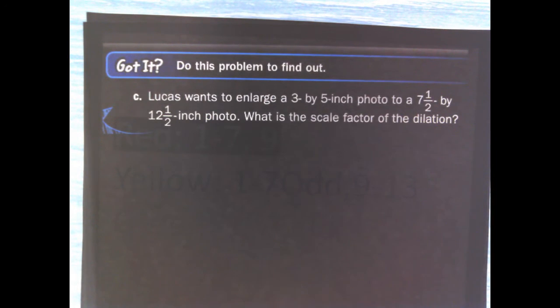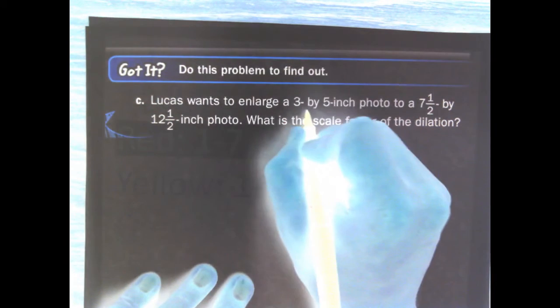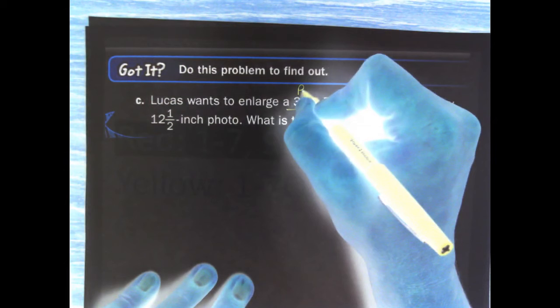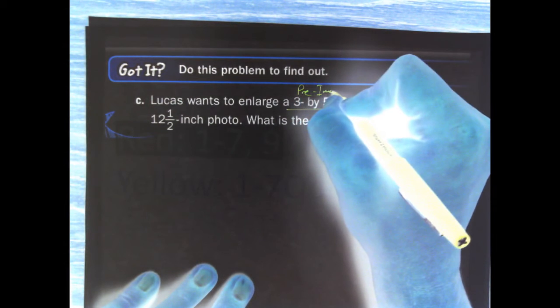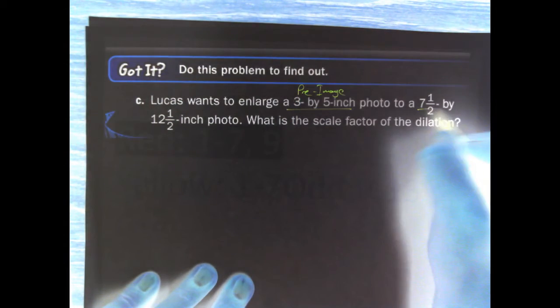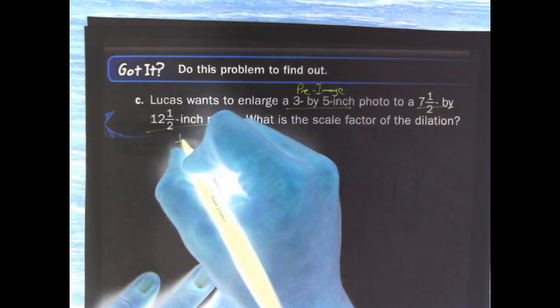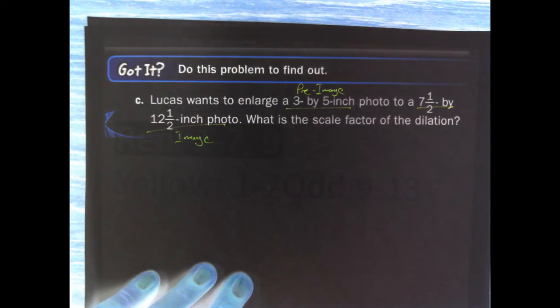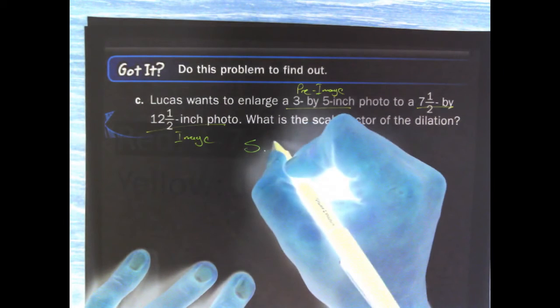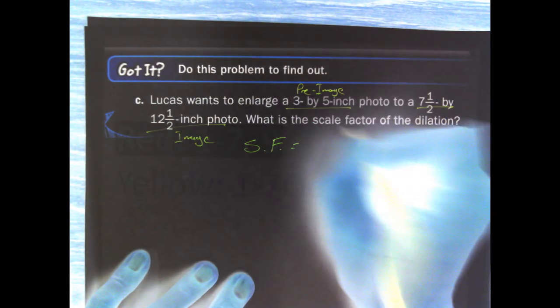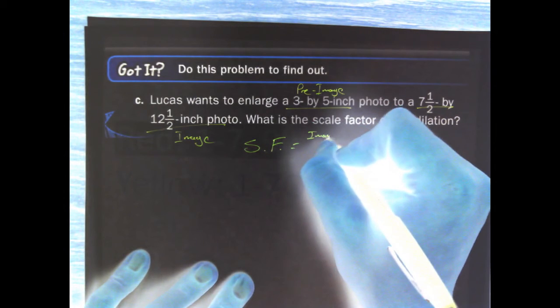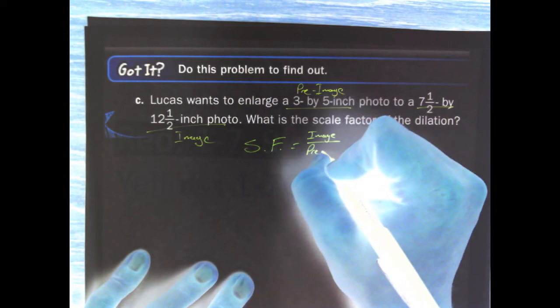So you should be back from trying this one on your own. Let's go through it. Lucas wants to enlarge a 3x5 photo to a 7.5 by 12.5 photo. What is the scale factor of the dilation? So this is going to be my starting point. This is going to be my pre-image. This is my ending point. This is my image. If we all recall, scale factor is image over pre-image.